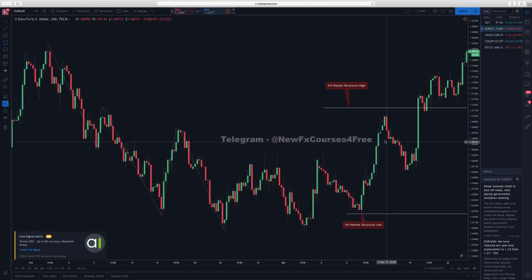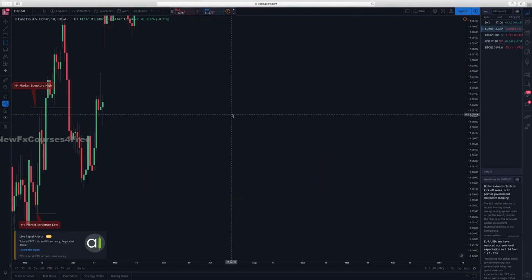And why I say that is because, fair enough, we might have entered this trade or managed to get our entry from the H4 based on us watching structure, but we didn't plan this trade from a H4. This is not a H4 trade. This is actually a daily trade.